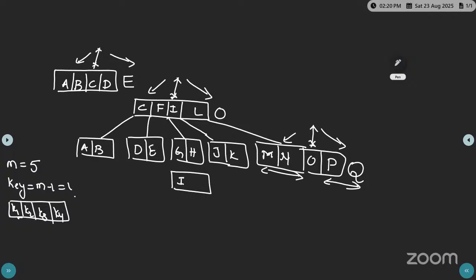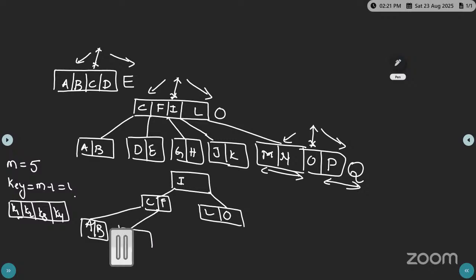And what is I's left? I's left is C and F. What is I's right? L and O. What is C's left? A, B. What is C's right? D and E. And F's right? F's right is G and H.